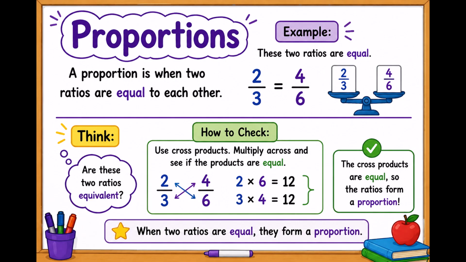So how does this work? The second ratio was made by multiplying both numbers in the first ratio by 2. So 2 times 2 equals 4. 3 times 2 equals 6. So because both parts were multiplied by the same number, the relationship stayed exactly the same. Excellent job.